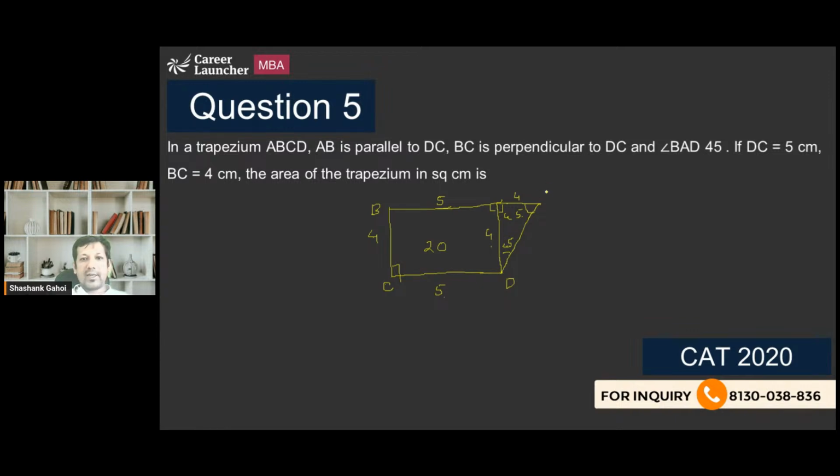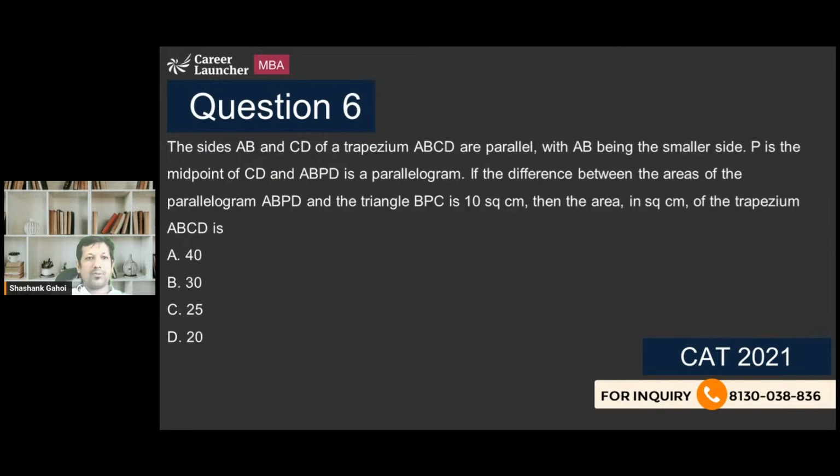So what is the area of the triangle? This APD is half into 4 into 4, so that comes out to be 8. So the area of the rectangle is 20, the area of the triangle is 8. So the overall area of the trapezium comes out to be 28. So this is the approach that can be taken to solve this question. Now let's move on to the next one.